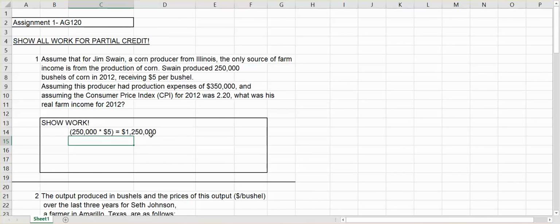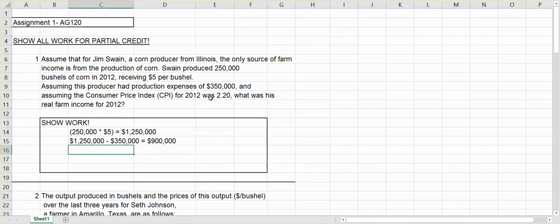So my revenue is 1,250,000. Now assume production expenses were $350,000. I would next take 1,250,000, my revenues, minus the $350,000 in expenditures, for farm income of $900,000. But to get real farm income, you have to take in consideration inflation, and that's what the price index does.